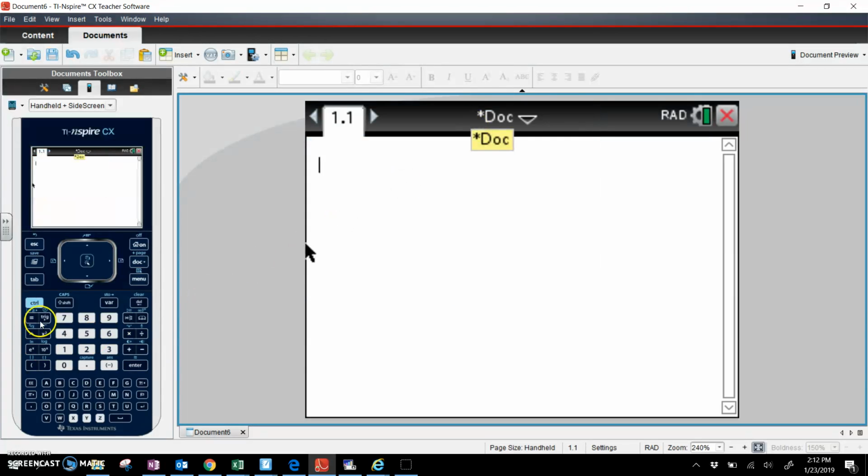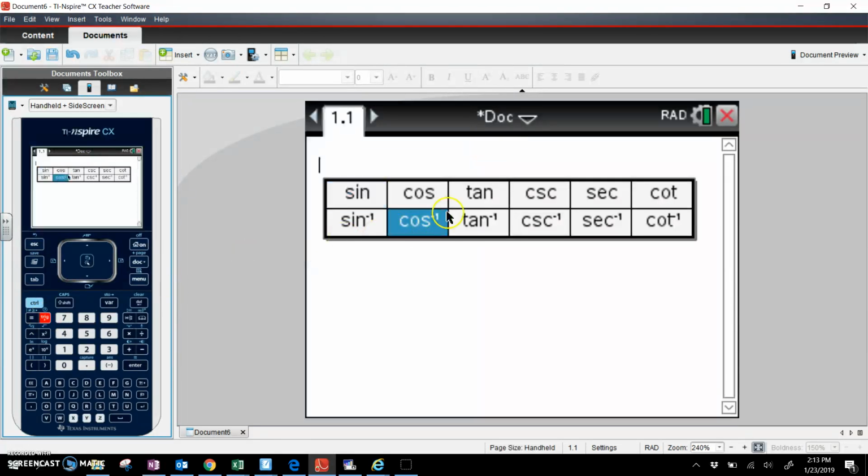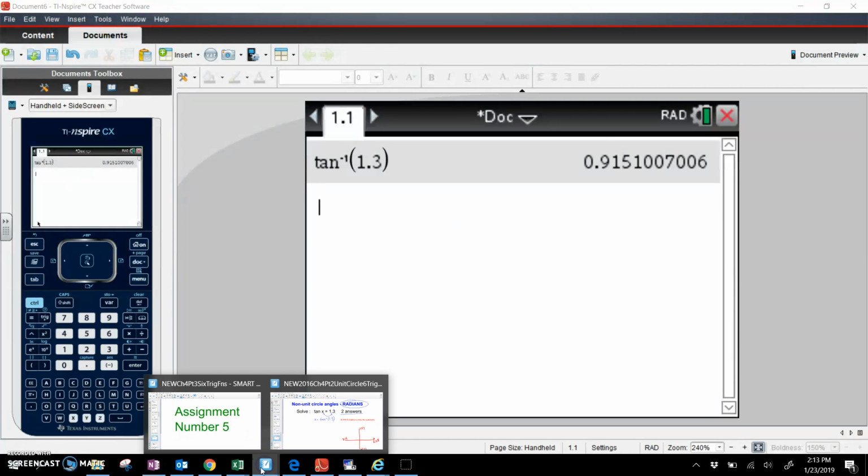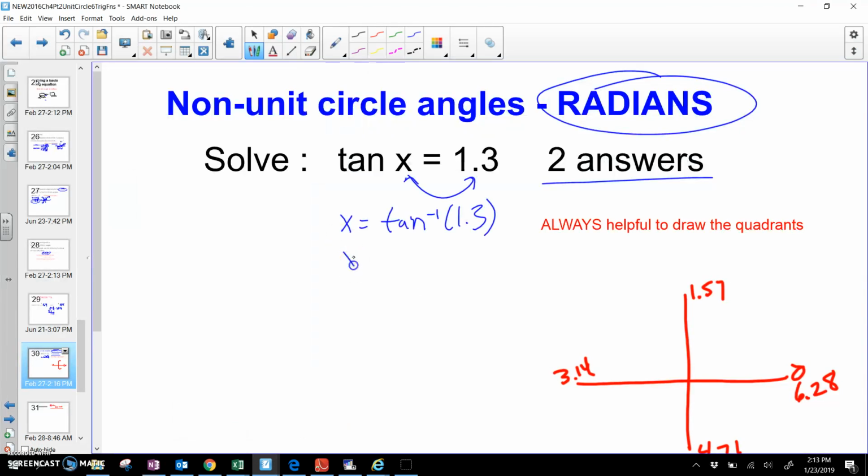And again, what we were looking for was tangent, so I go to my trig button, but the inverse tangent of 1.3, and you'll see I get an answer of 0.915. When I type that into my calculator, I got x equals 0.915. So we're looking for the two times that tangent is positive. Because I got a positive answer, so that should be in quadrant 1 and quadrant 3 actually.